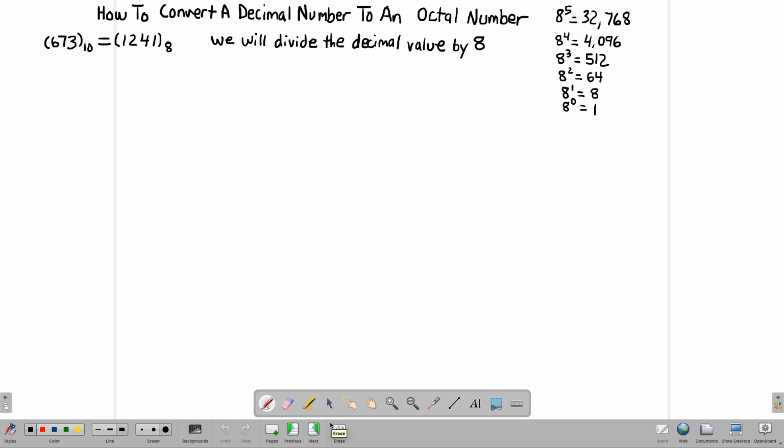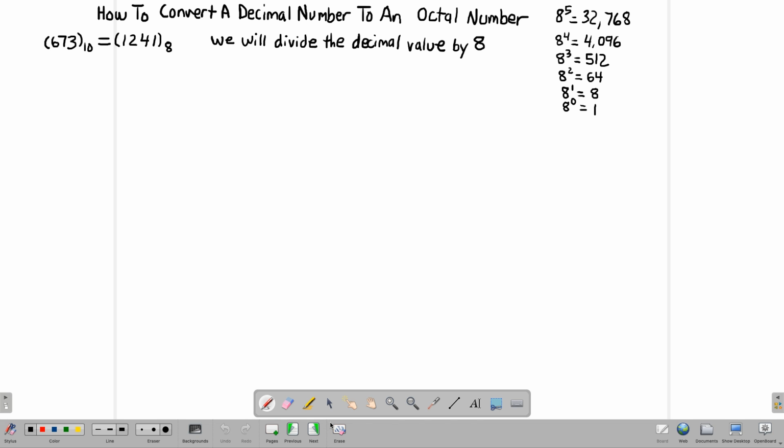For this example, we're going to take the value 673, which is represented in decimal form, and we're going to show that its octal equivalent is 1241. Before we begin the computation, let's look at the notes that we have to the top right. Since we're dealing with octal numbers, we're going to deal with the base 8. So we just need a few to help with the computation.